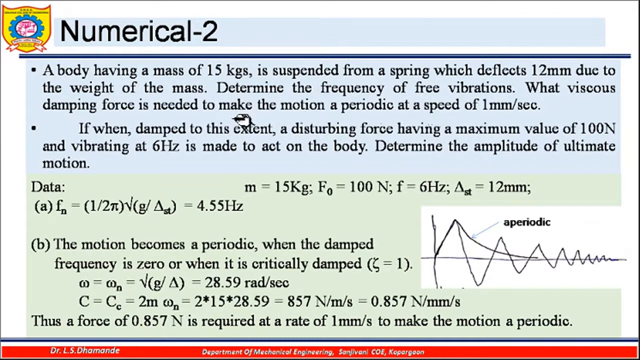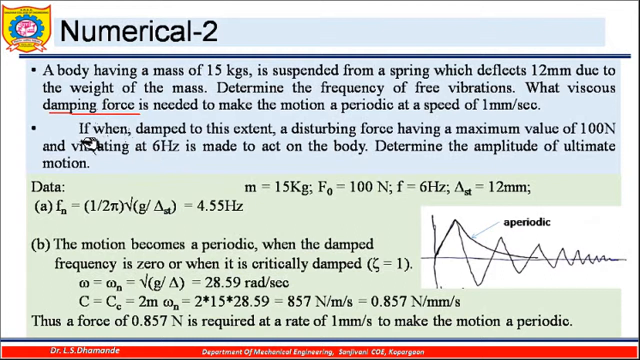So you have to find out the damping force which is needed to make the motion aperiodic. Aperiodic means there should not be a periodic motion, meaning there should not be repetition of the cycles. This is periodic motion and this is aperiodic motion. So we want aperiodic motion, and for that you have to find out what the viscous damping force should be. Also we have to determine the frequency of free vibration.